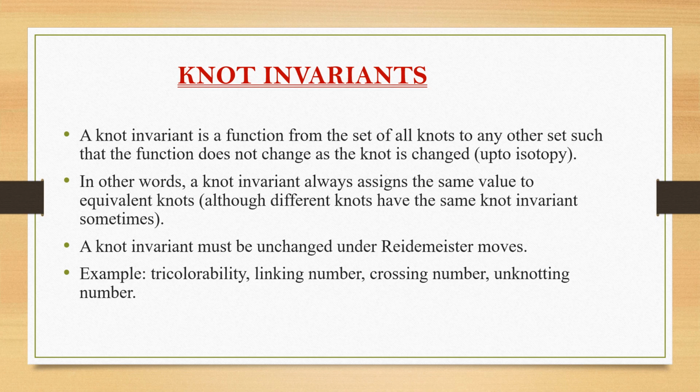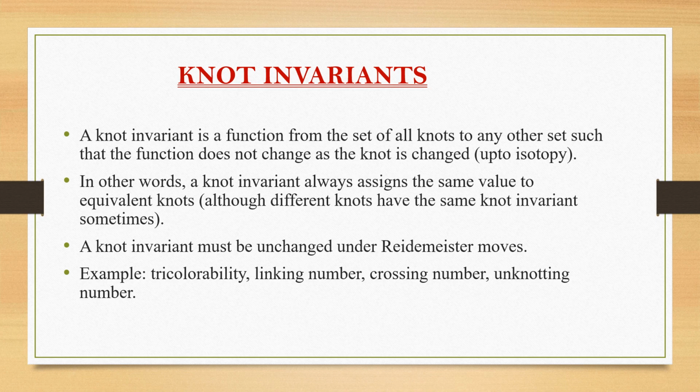Now we move on to knot invariants. A knot invariant is basically a function from the set of all knots to any other set, such that the function does not change as the knot is changed. Or in very simple language, a knot invariant always assigns the same value to equivalent knots. But you should also note that the converse need not be true. That is, two equivalent knots possess the same knot invariant, but two knots that possess the same knot invariant need not be equivalent.